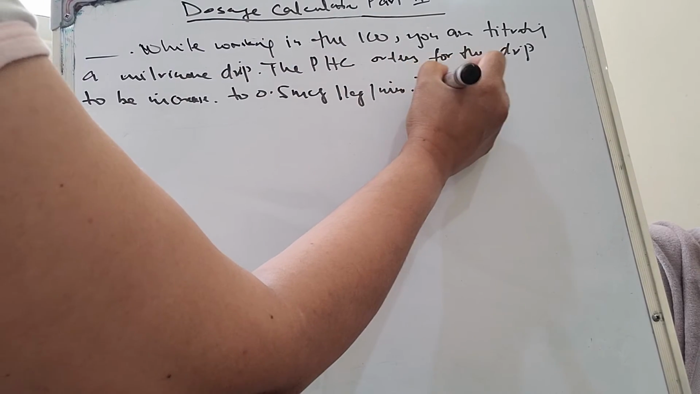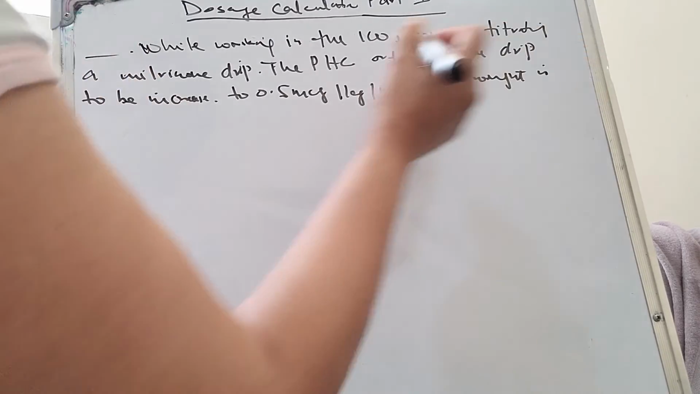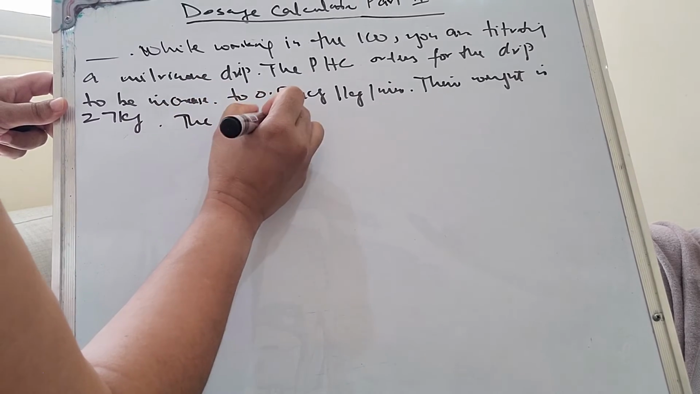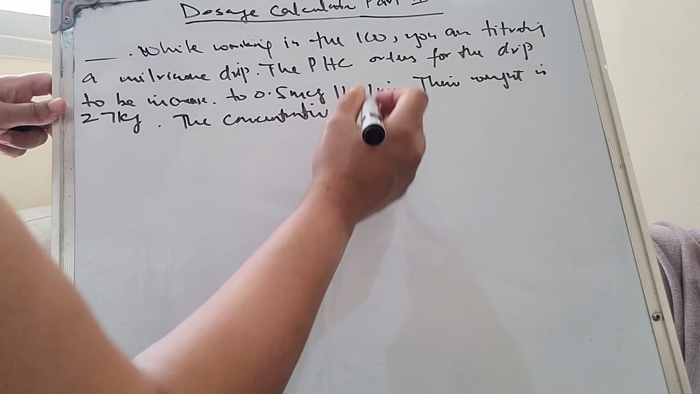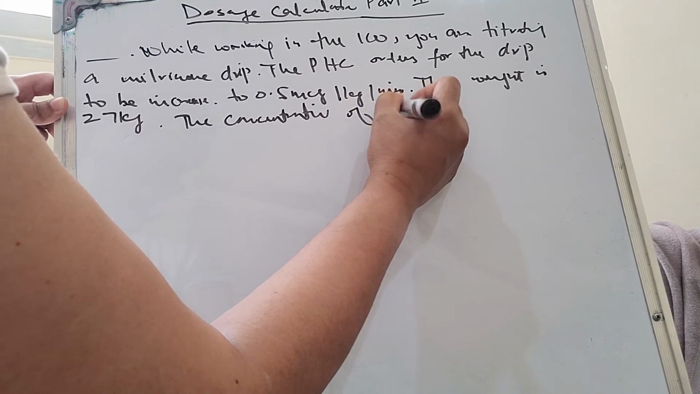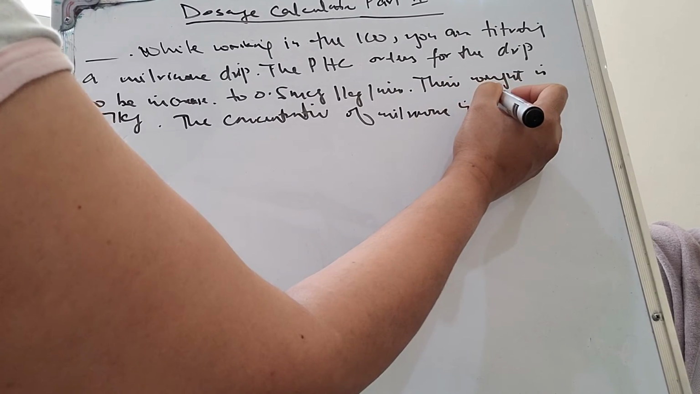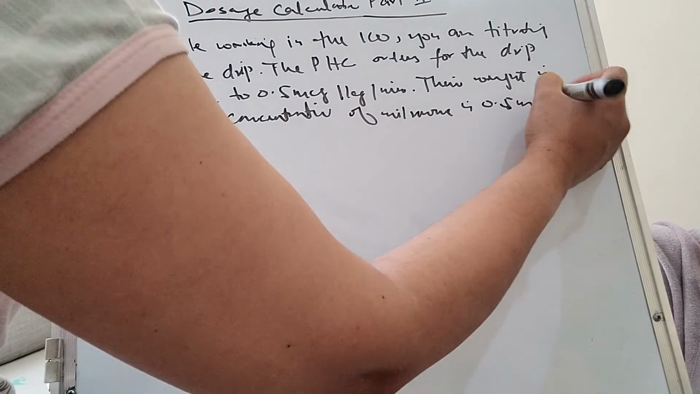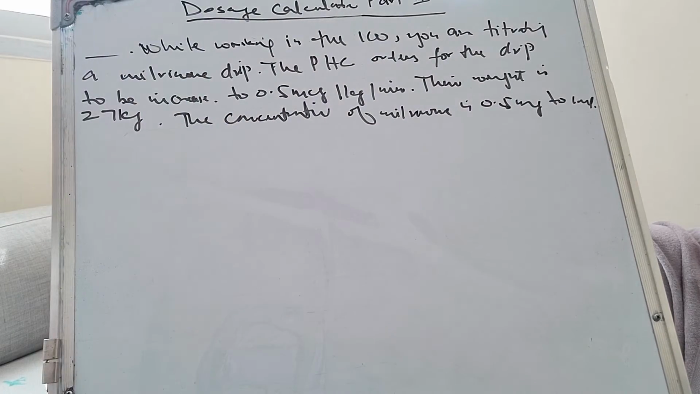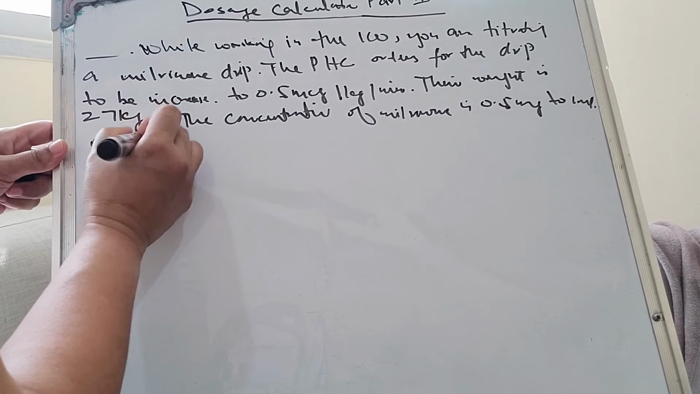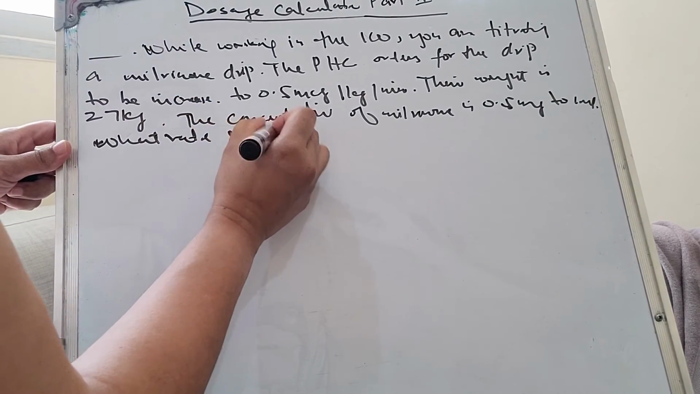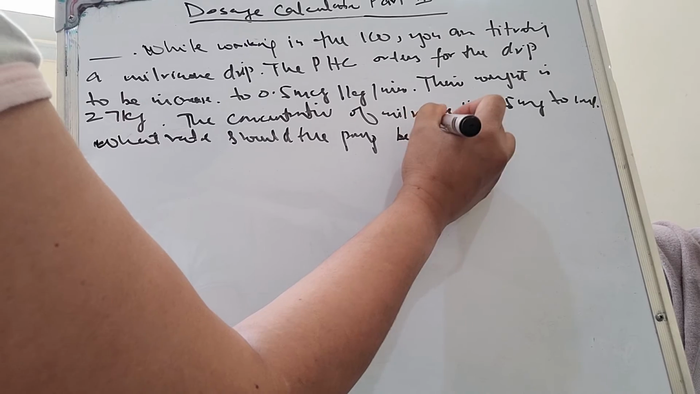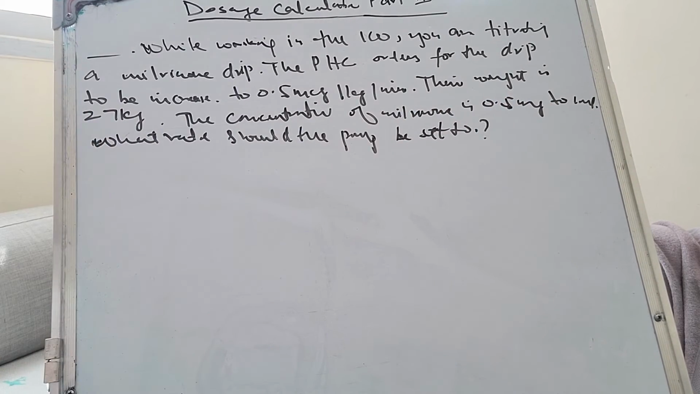Their weight is 27 kg. The concentration of milrinone is 0.5 milligram to 1 ml. What rate should the pump be set to?